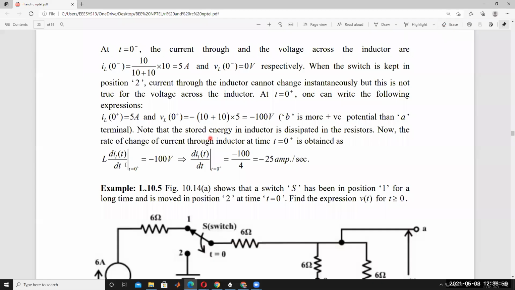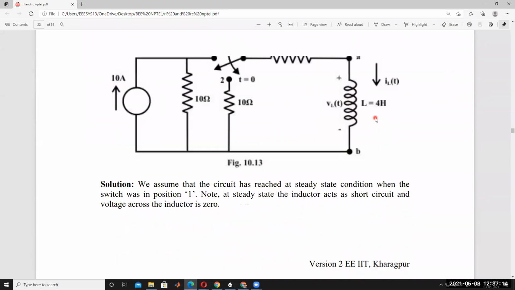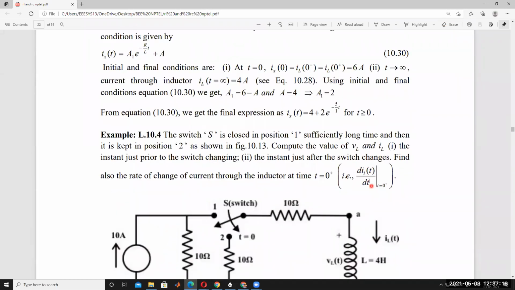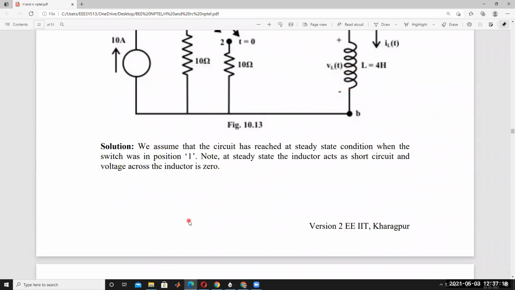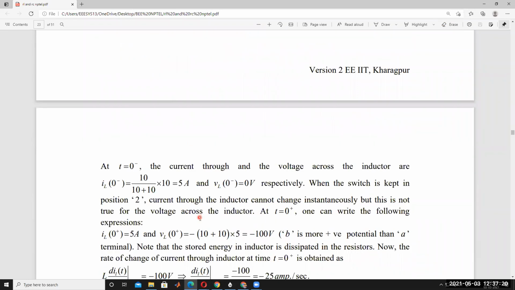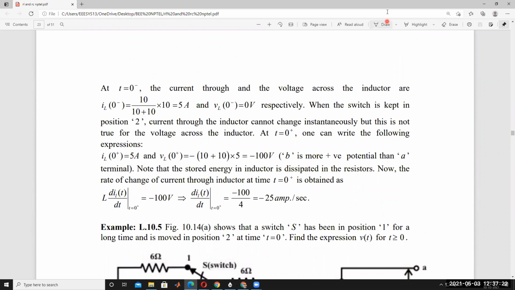The voltage across the inductor depends on the changing current: V is equal to L into di by dt. So di by dt is equal to voltage divided by L. VL is minus 100 volts, so minus 100 divided by L is the rate of change of current, that is, di by dt equals VL of 0 plus divided by L. So this is enough for today. Then we will discuss the remaining concepts.